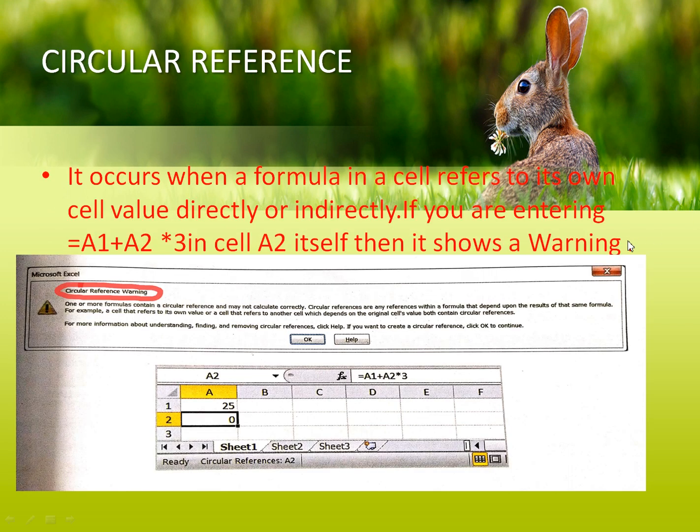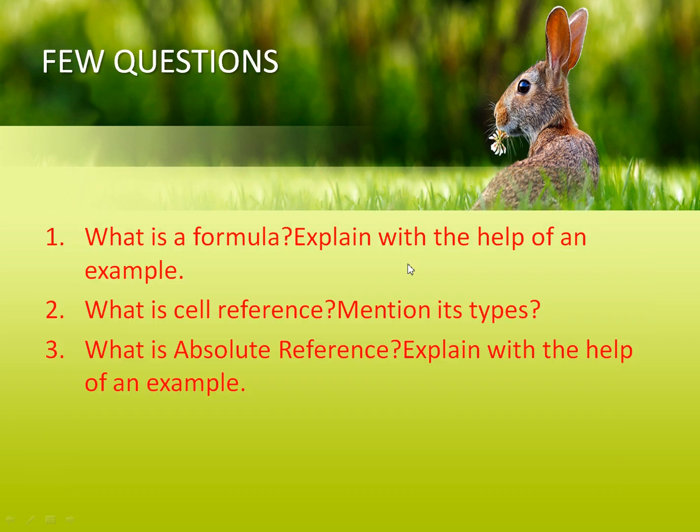Circular reference. Circular reference is actually an error which occurs when the formula in a cell refers to its own cell value directly or indirectly. If you are entering A1 plus A2 into cell A3 itself, then it will show you a warning, which you can see in the image there, and the result displayed will be 0.